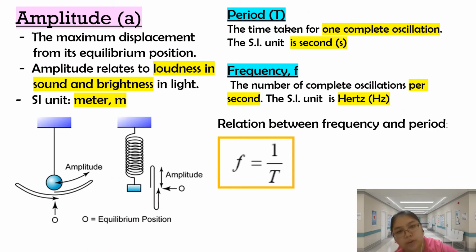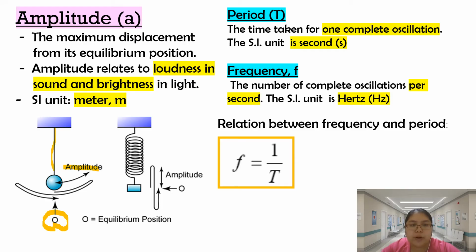Okay, now we go to another 3 physical quantities. We have amplitude. Amplitude means the maximum displacement from its equilibrium position. Let's see the first one, the pendulum bob. The center, 0, is the equilibrium position. When I pull to the maximum height, then release it until it goes to the equilibrium position, this one we call amplitude. So, the maximum displacement from the equilibrium position, that one we call amplitude.